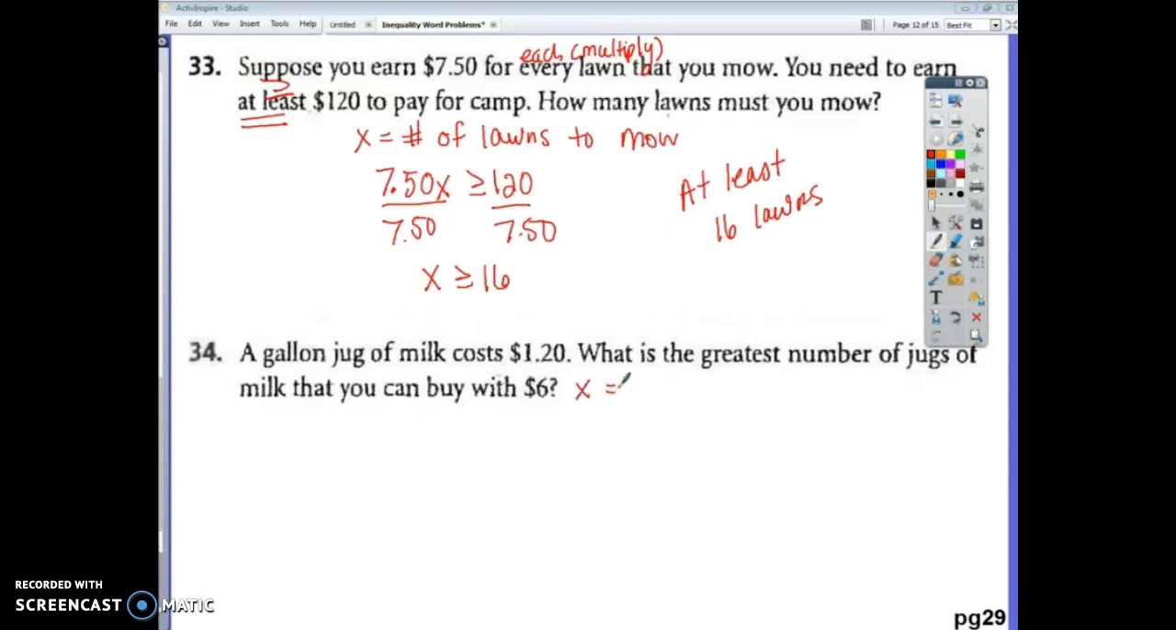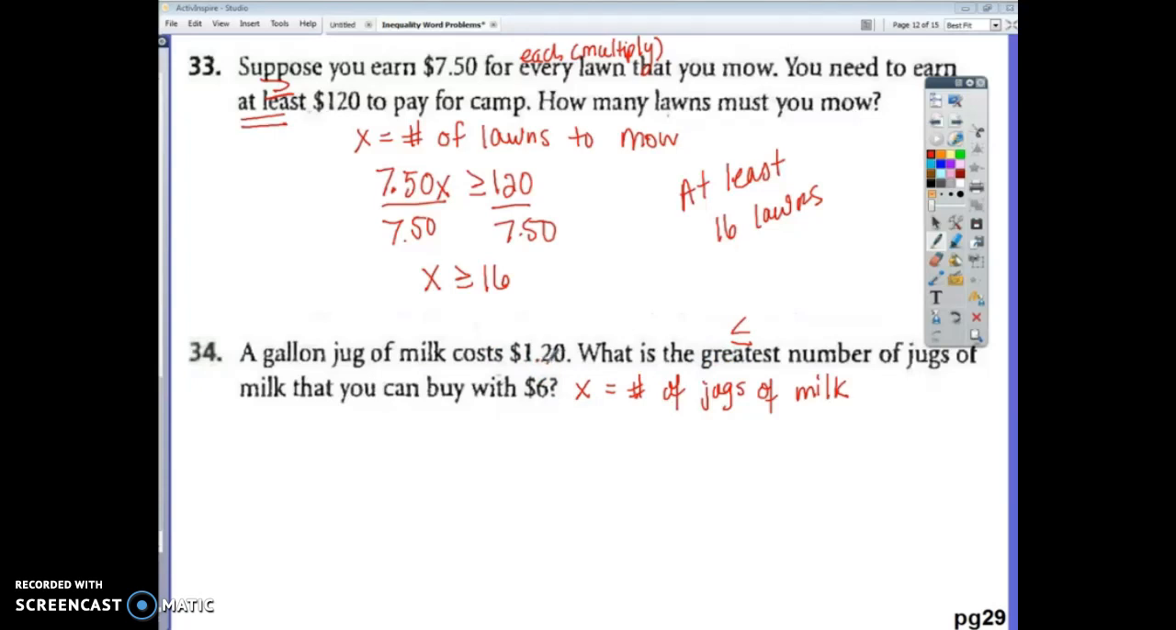So X represents the greatest number of jugs of milk. What is the greatest number of jugs of milk you can buy with $6? If I'm looking for the greatest amount, that means I can't go over, but I can have equal to. So the greatest amount means less than or equal to. It doesn't mean greater than. It means the greatest amount of jugs I can buy with $6.